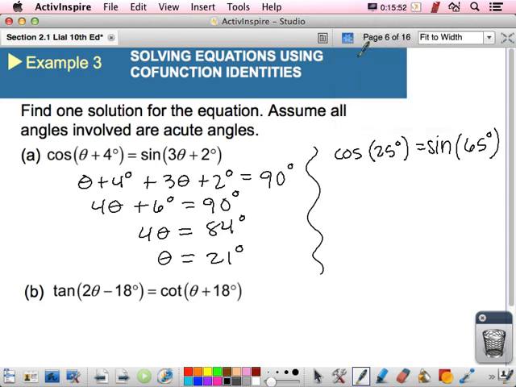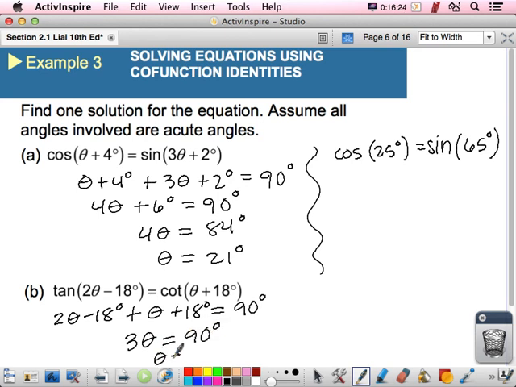For the second one, we have tangent of 2 theta minus 18 degrees is equal to cotangent of theta plus 18 degrees. Because tangent and cotangent are cofunctions, that means that their angles have to be complementary. So if I want to solve that equation, I can just ignore the tangent and cotangent and take their angles and add them together and set them equal to 90. The 18's cancel, so we're left with 3 theta is equal to 90, and theta equals 30 degrees.